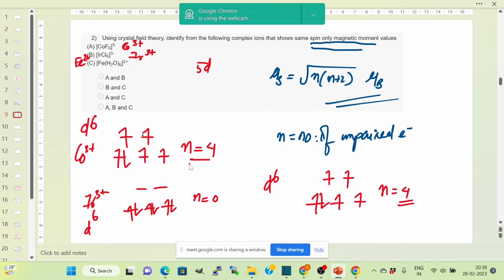Since the number of unpaired electrons is the same for both, complex A and complex C will have the same spin-only magnetic moment, because n is the same here, so the value will also be the same. We don't have to calculate the spin-only magnetic moment here. We just need to identify which ones will have the same. Just by looking at the number of unpaired electrons, we can say the answer is A and C. So option C. Whoever answered A and C, very good. I think this is clear, right? Yes, ma'am.